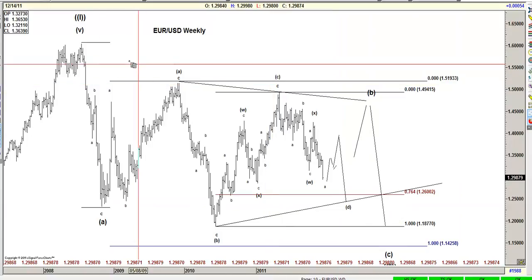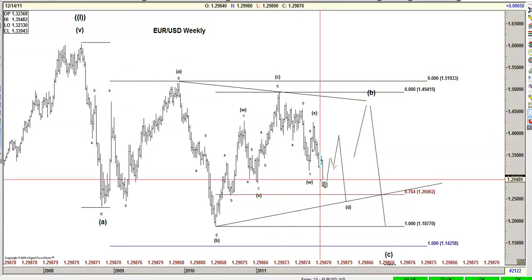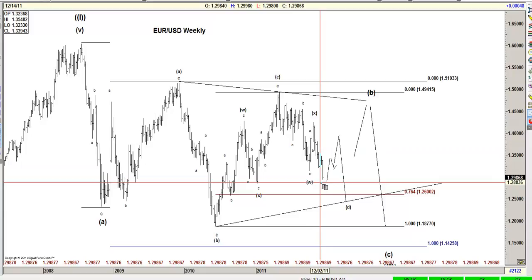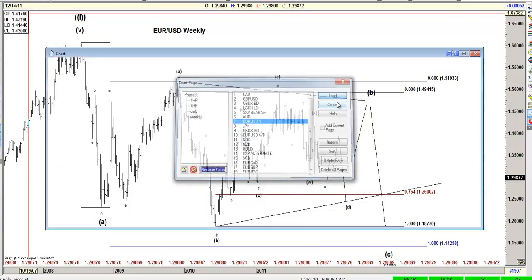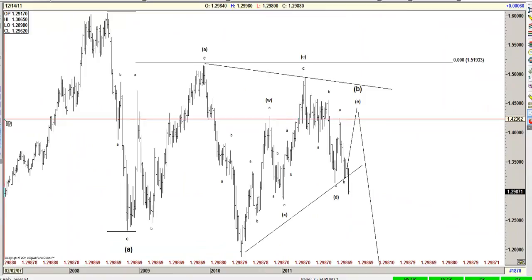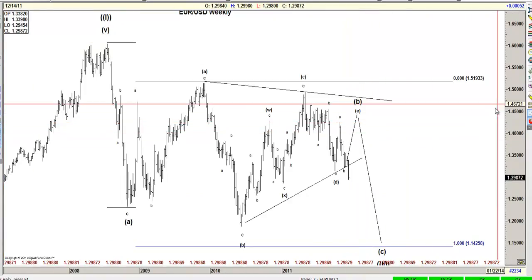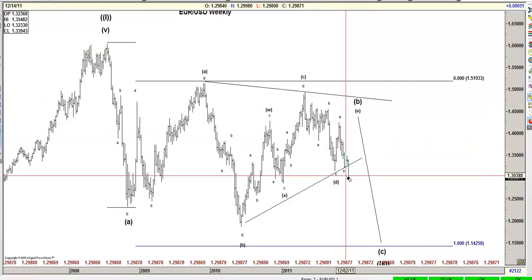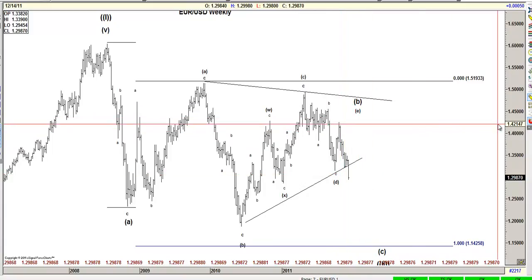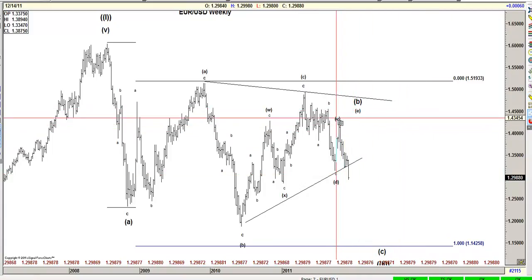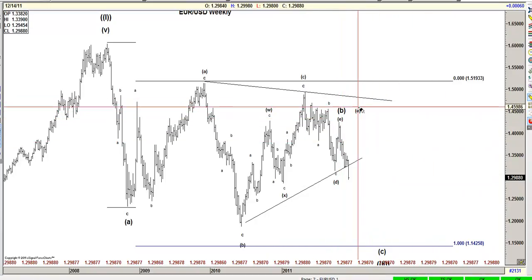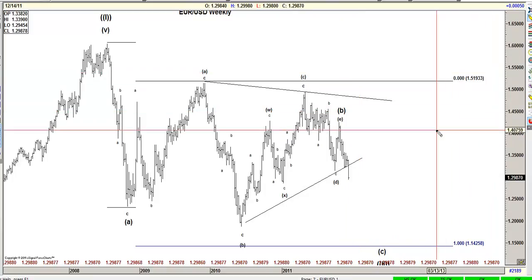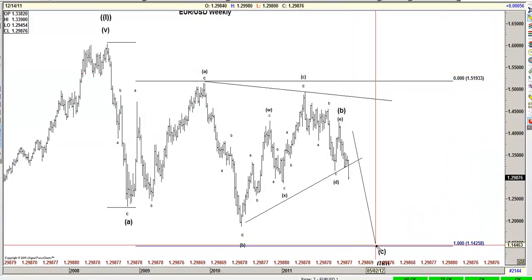Now, that's one count. I know that we're ending three-waves here very soon. I know that for sure. Now, the other count on the euro is this one right here. And like I said about 2 minutes ago, this one calls for the move to be over here. That's the B-wave already. And now the market is looking already for the 114.